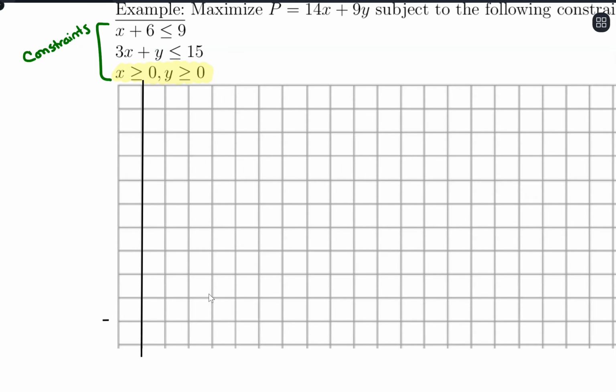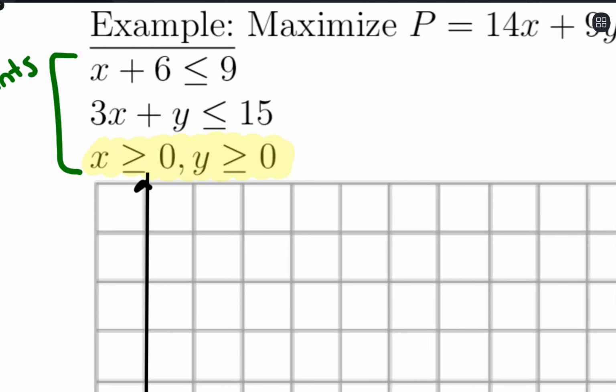So we're going to make a graph. And let's see, I'm going to be graphing. One second. Sorry, I'm going to change that first one. It says x plus 6 is less than or equal to 9. I want y in there, not 6. That was a little typo. So x plus y is less than or equal to 9. So that would be the same as graphing y is less than or equal to 9 minus x.